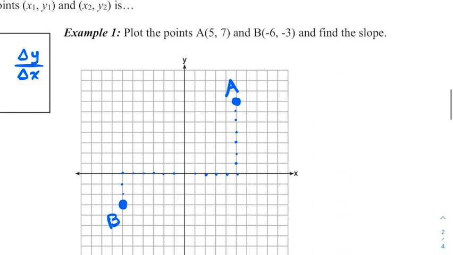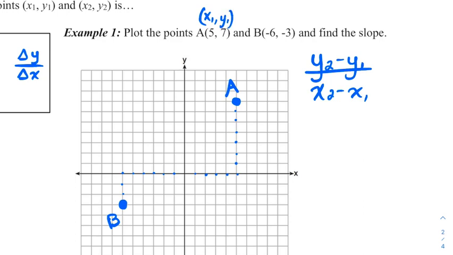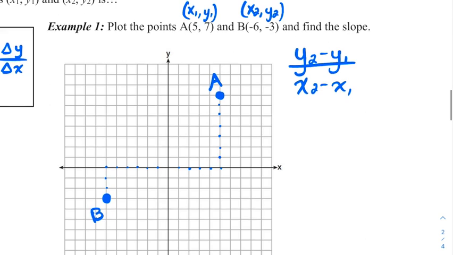Okay, it says find the slope. It's going to be y2 minus y1 over x2 minus x1. Now, it doesn't matter which point you make x1, y1. You just want to be consistent. So I could say this is x1, this is y1. Maybe this would be x2 and y2. And you could reverse them. You can make 5, 7, x2, y2. It really doesn't matter.